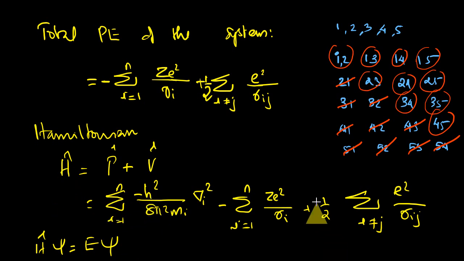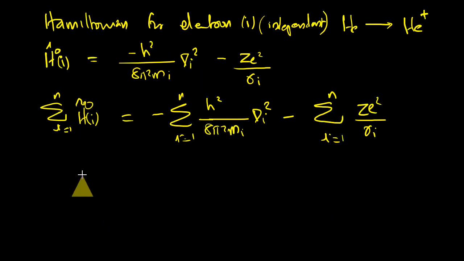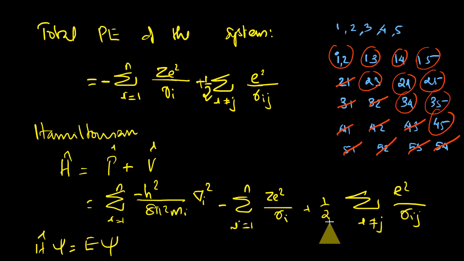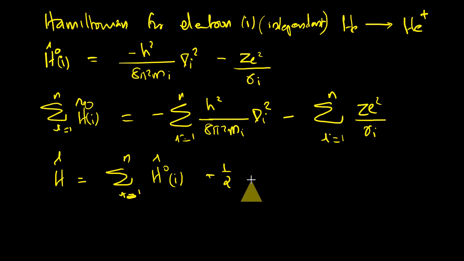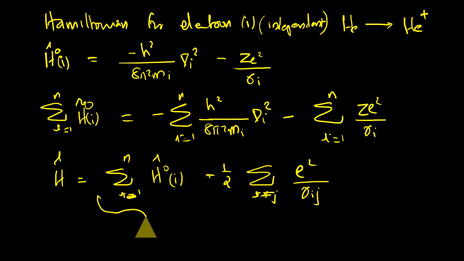So how can we write the Hamiltonian H cap here? We can write H cap, the total Hamiltonian of the system, as equal to sigma i equal to 1 to n, H cap 0 i, plus half sigma i not equal to j, e square divided by r ij. So the first part, that is the total Hamiltonian for the system of independent n electrons, that is the Hamiltonian of the unperturbed system.